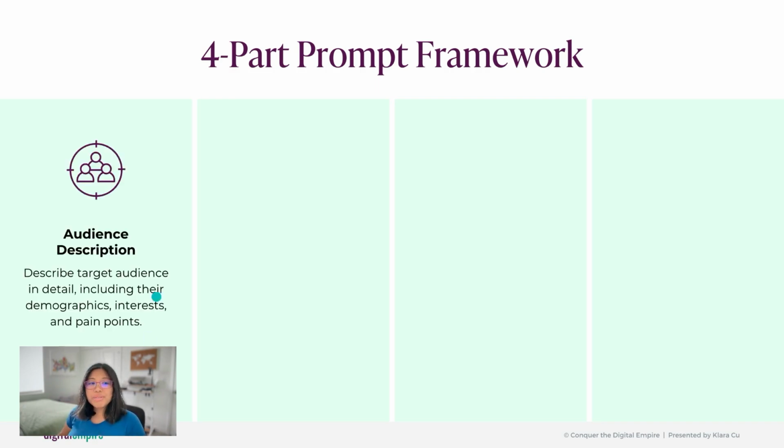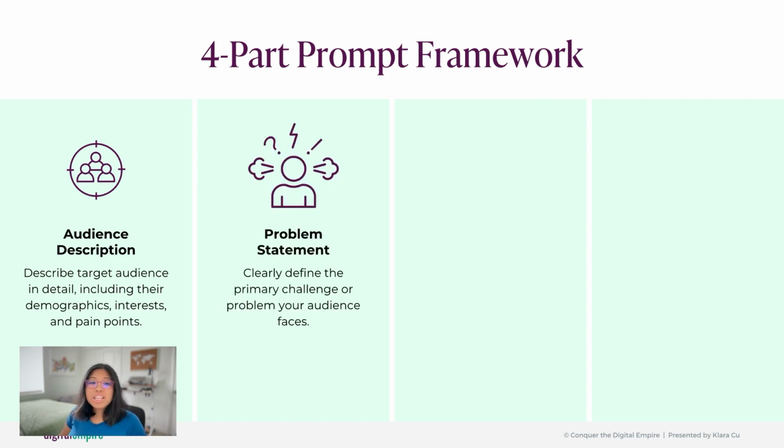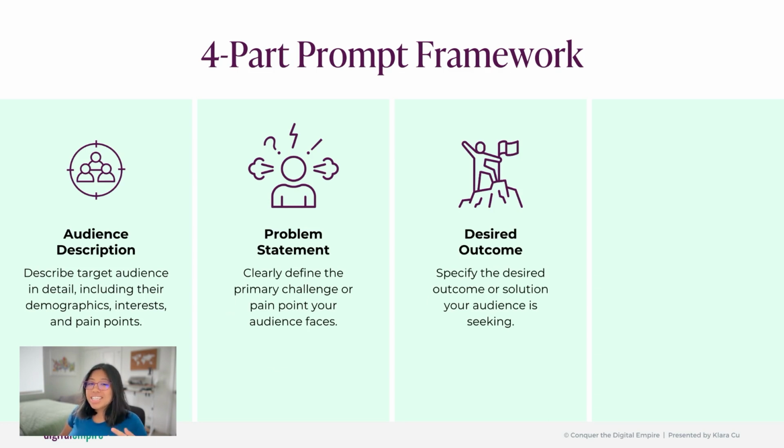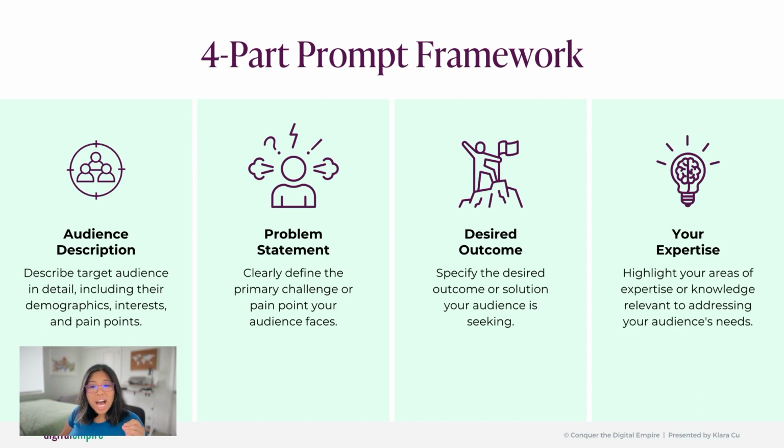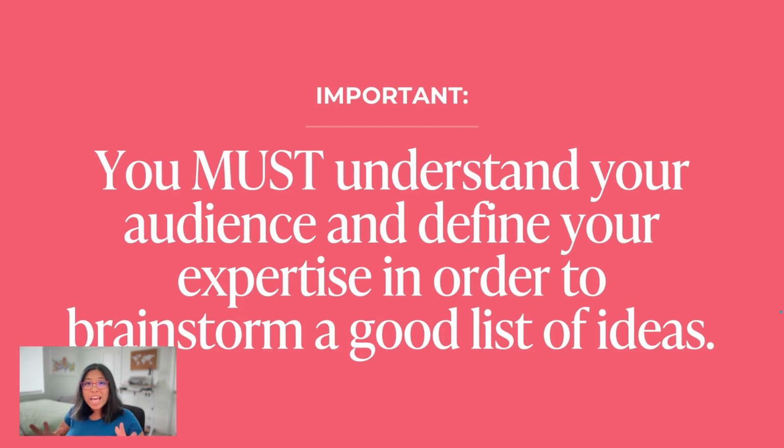For our inputs, we'll use a simple 4-part prompt framework so that we can prompt ChatGPT effectively. The first part is the audience description. And this is where you want to describe your target audience in detail, including their demographics, interests, and pain points. Then you'll want the problem statement. This is where you clearly define the primary challenge or problem the audience faces. Next is the desired outcome. What's the desired outcome or solution your audience is seeking? And then lastly, your expertise. You want to highlight and pinpoint your areas of expertise and knowledge that are relevant to addressing your audience's needs and solving that problem.